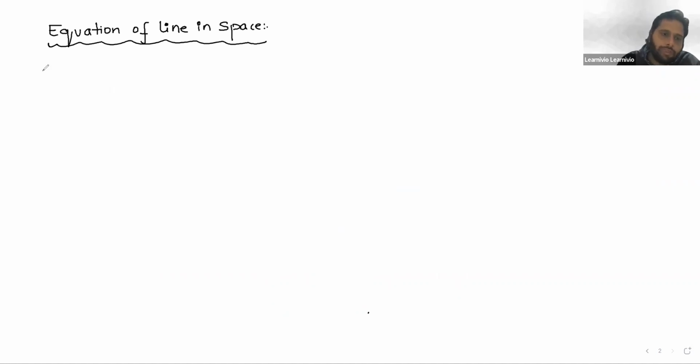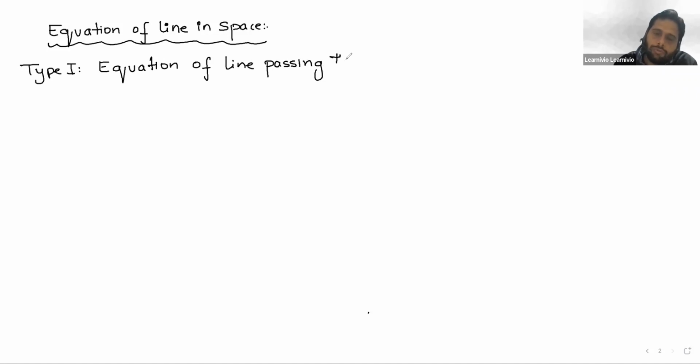Now the type 1 is equation of line passing through a point and parallel to a vector. So we have two types in equation of line. First is this, after this we will do the second one.